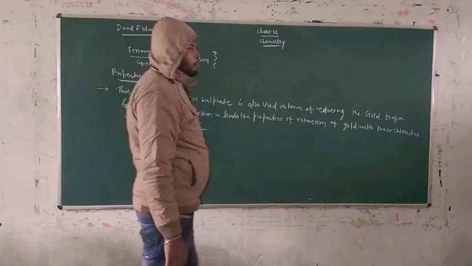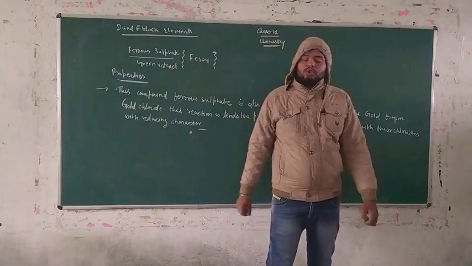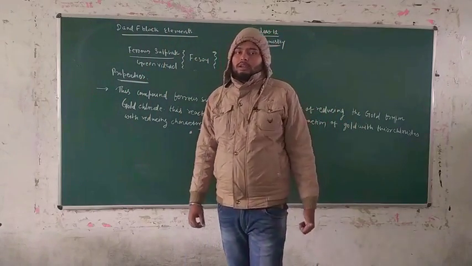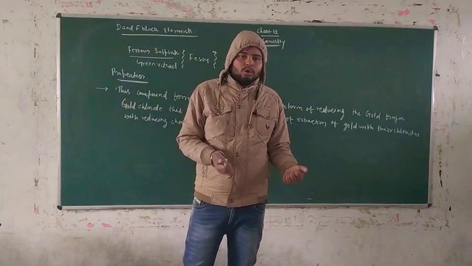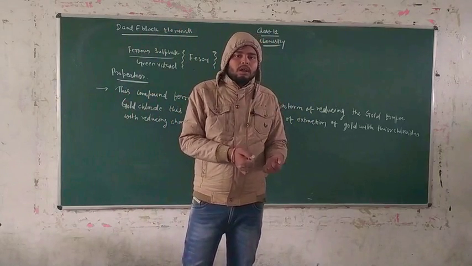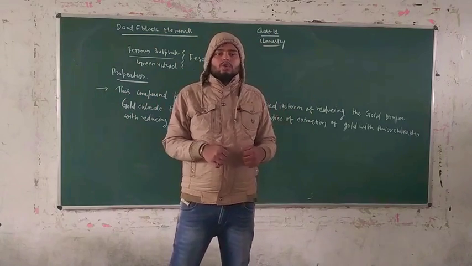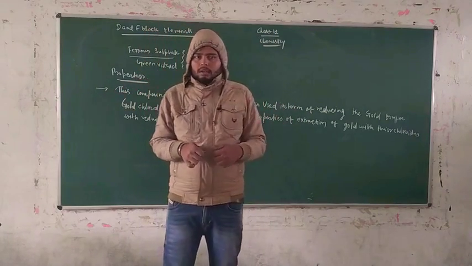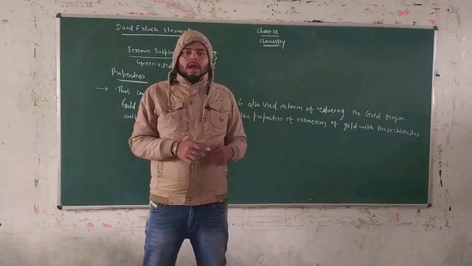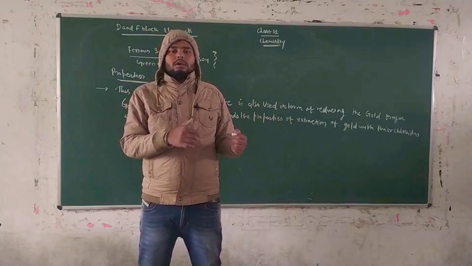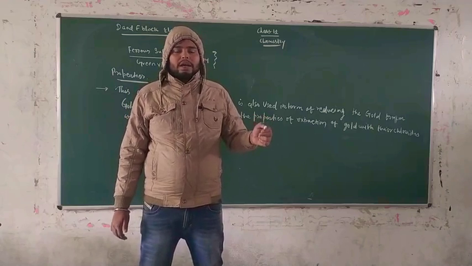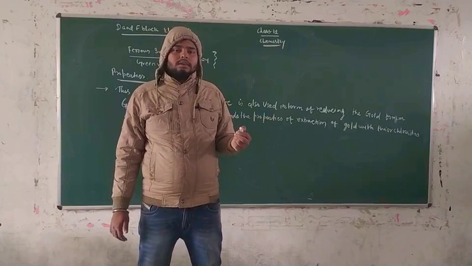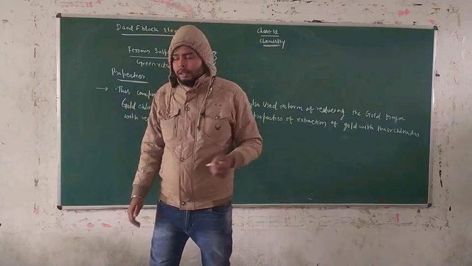That means the compound ferrous sulfate is also used for the extraction of gold from gold chloride. When you combine this gold chloride with ferrous sulfate, reduction takes place, and the gold is separated from the gold chloride, and this chloride is combined with the iron, that is the formation of ferrous chloride here.